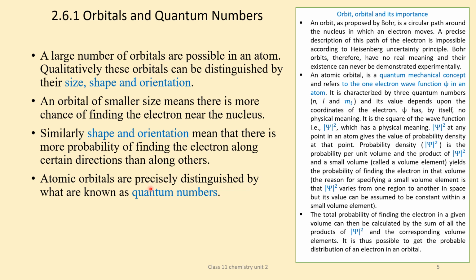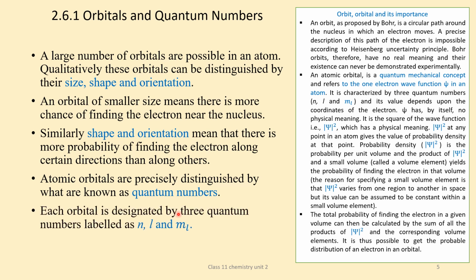Atomic orbitals are precisely distinguished by what are known as quantum numbers. Please read once again: atomic orbitals are precisely distinguished by the quantum numbers. Each orbital is designated by three quantum numbers, n, l, and m subscript l.